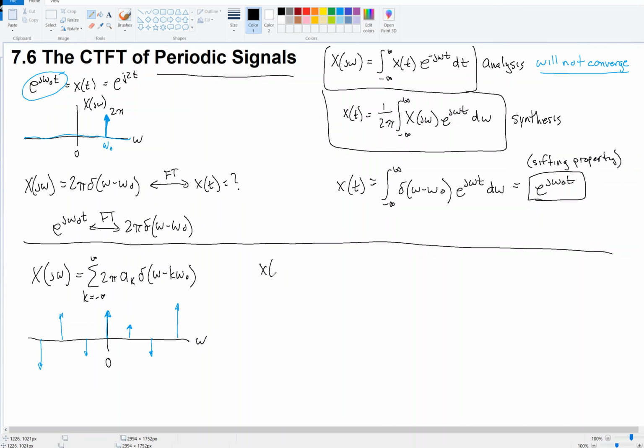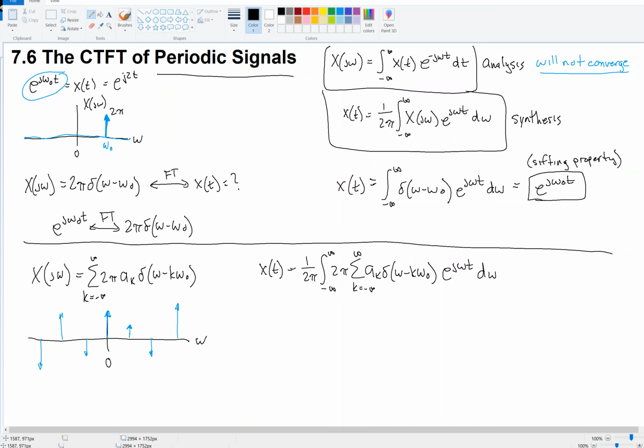So let me use the synthesis equation. I'll put in capital X. I can take the 2 pi out of that sum, actually. K goes from minus infinity to infinity, ak delta of omega minus k omega 0, e to the j omega t, d omega. So this is a straightforward application of the synthesis equation, just plugging in X up there.